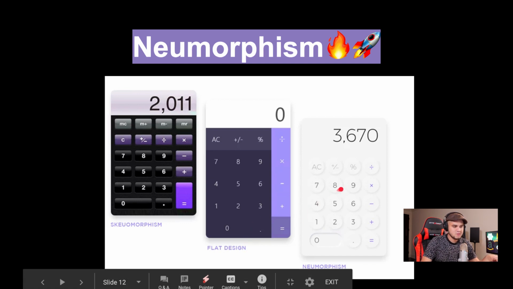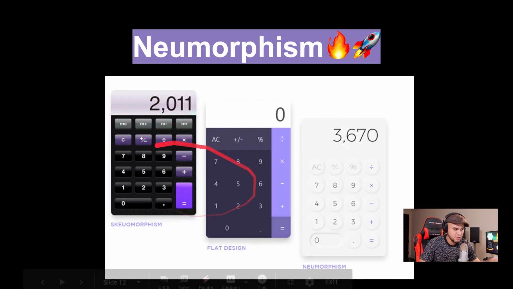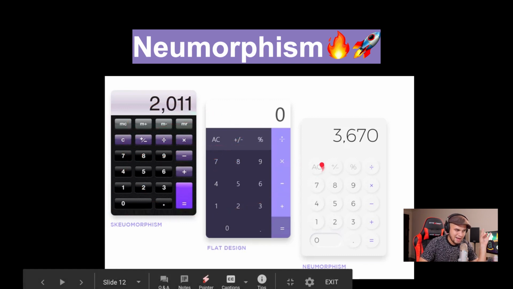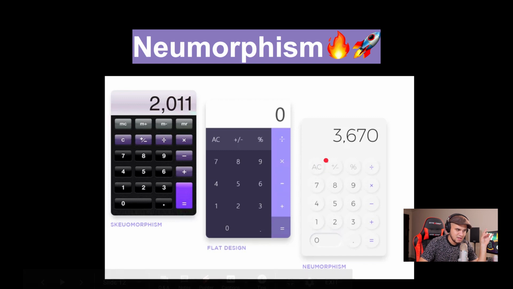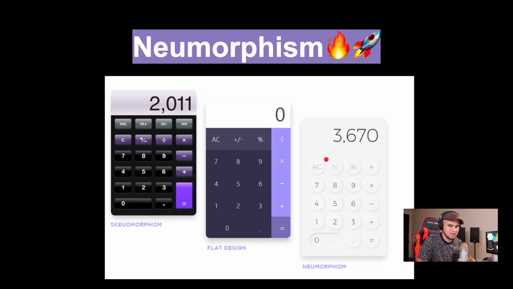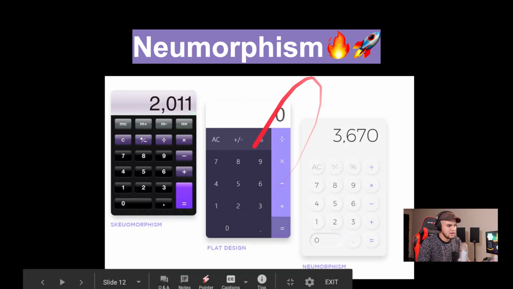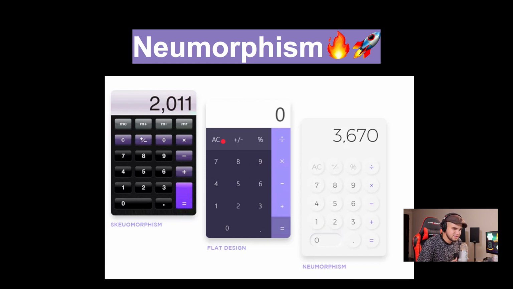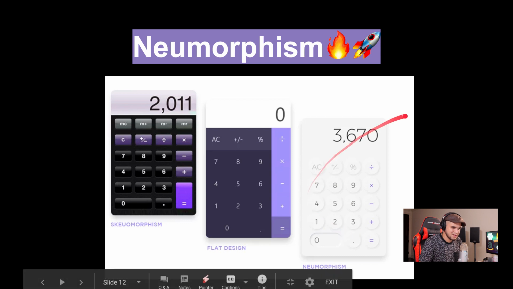So neomorphism, if you can see this, is pretty much a combination of these two. It has the 3D aspects of it. As you can see around this button, you can see the shadow of it, so it makes it seem like it's a real button that you're clicking. And this is pretty much a calculator example of it. Right here, you don't see any type of dimension or shadow to it. It seems like you're just clicking on something digital. But right here, it's like, oh, I've got a real calculator in my hand right now.